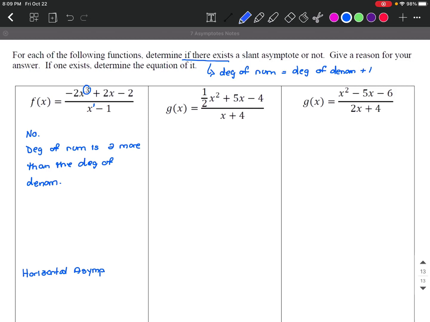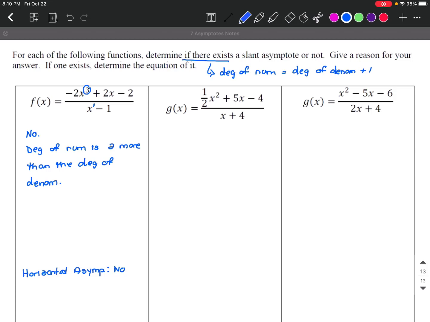If the degree of the top is 3 and the degree of the bottom is 1, the top gets bigger faster. There's going to be no horizontal asymptote either, okay? So it's possible to not have a horizontal and to not have a slant. But can you have a slant and a horizontal?